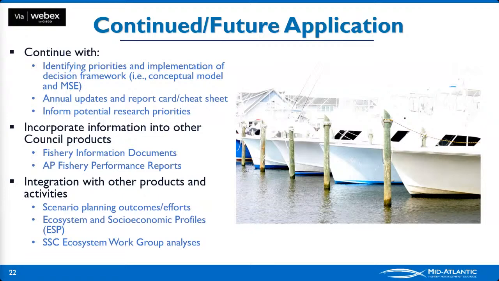And then maybe we can integrate this information into some of our broader areas as well. So the scenario planning outlined risk assessments as an area to focus and utilize ecosystem information going forward. So how can we connect this with the scenario planning outcomes? The Science Center is working on these ecosystem and socioeconomic profiles. We have them for bluefish. We're going to have one for black sea bass that's incorporating ecosystem information at the single species level. And our SSC ecosystem work group has been doing a lot of work over the last couple of years. Where can we integrate the work we're doing here with what the SSC is doing within their ecosystem work as well?